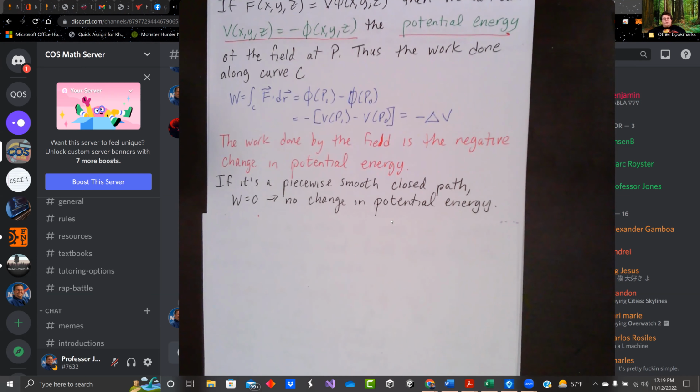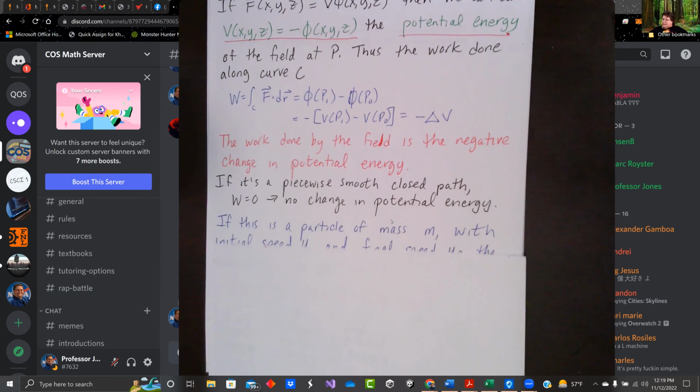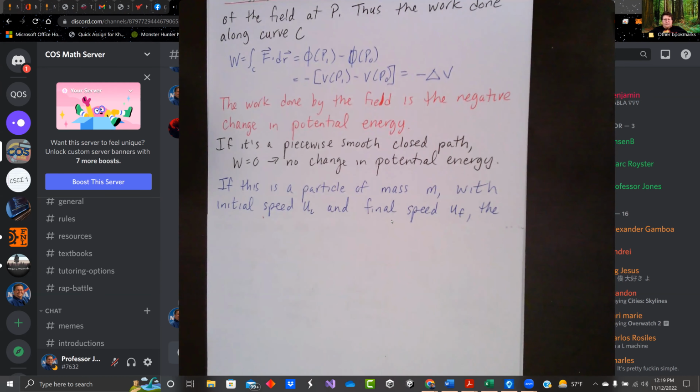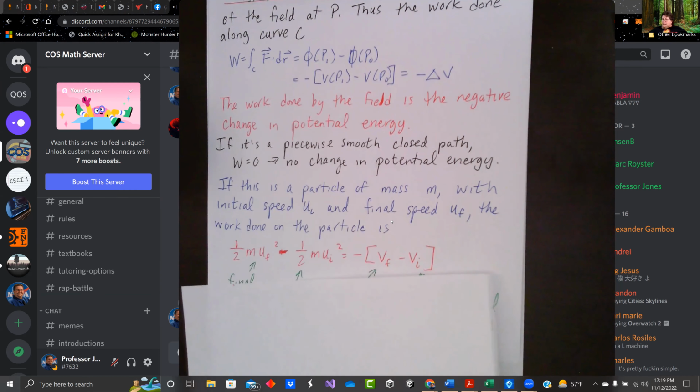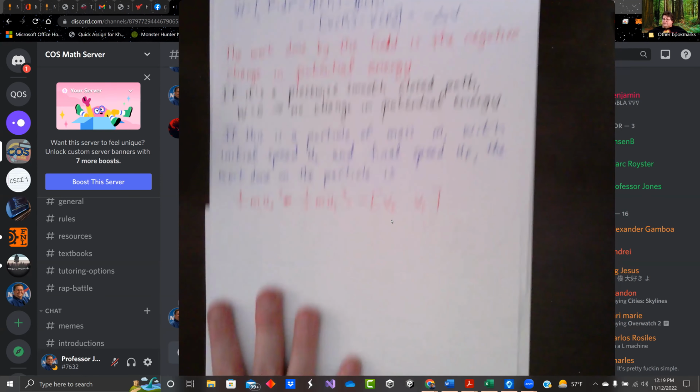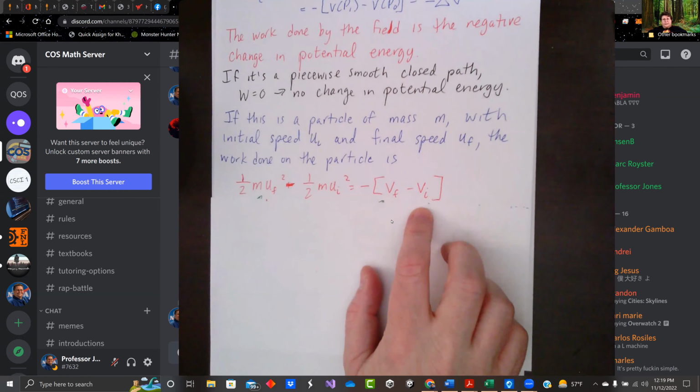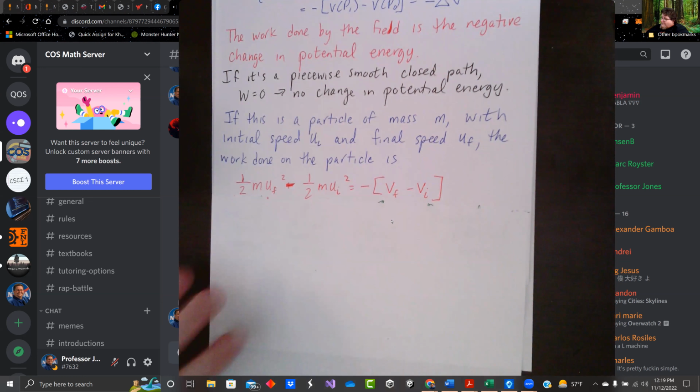If it's a piecewise smooth, closed path, W equals 0, no change in potential energy. But if this is a particle of mass m with initial speed u_i and a final speed u_f, the work done on the particle is, from physics, 1/2 mv squared. So 1/2 m u_f squared minus 1/2 m u_i squared. That's got to be our negative change in potential energy, negative V_f minus V_i.